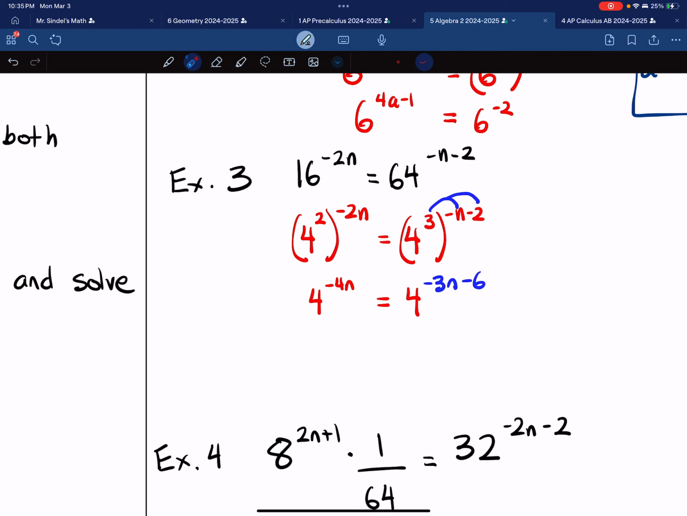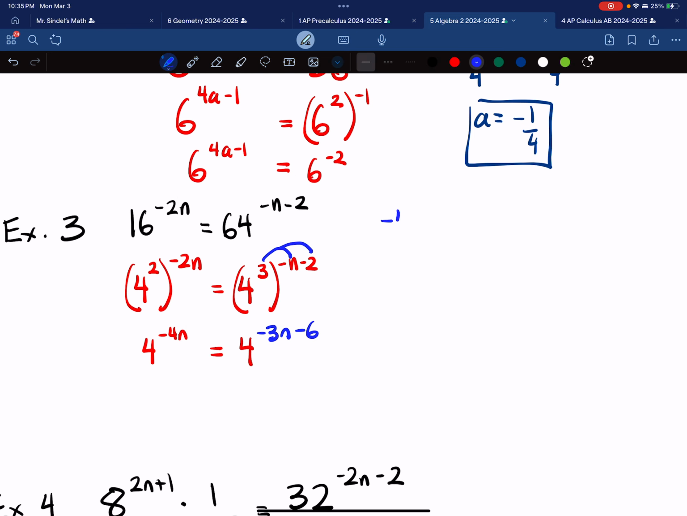Now, notice what we have. We have the same base, and we can now set their exponents equal to one another. Let's go ahead and do that. I now can set negative 4n equal to my negative 3n minus 6. From here, I will add 3n on both sides, and that gives me a negative n on the left and a negative 6 on the right. From here, I'm going to divide both sides by negative 1, and I'm going to get n is equal to a positive 6.